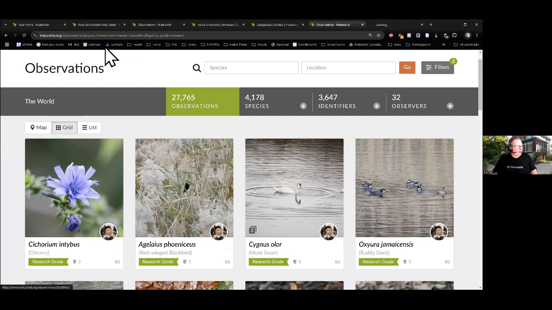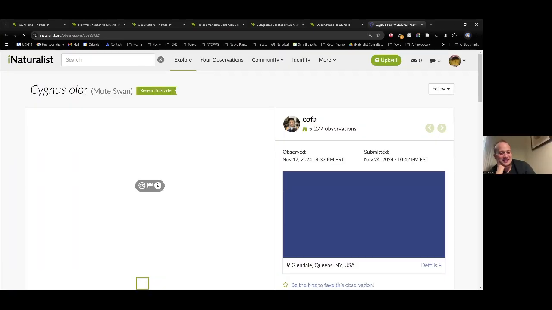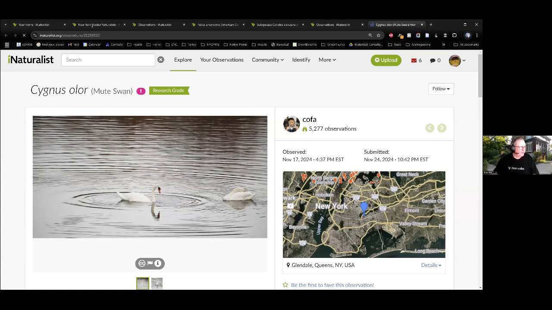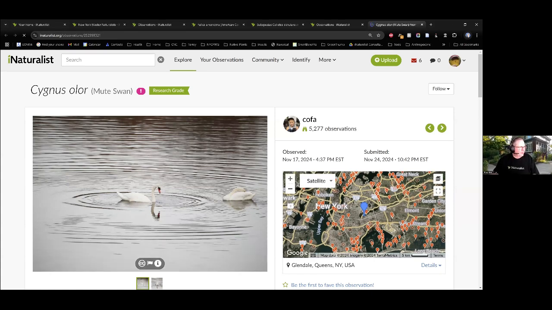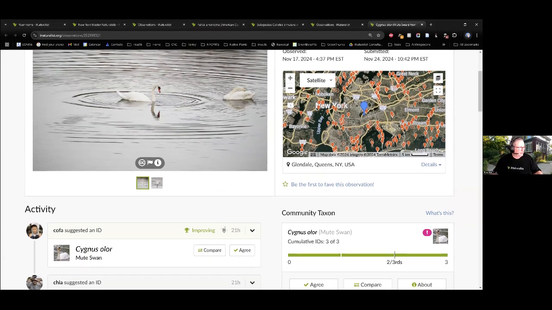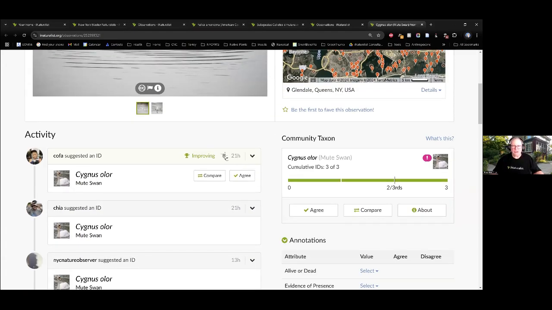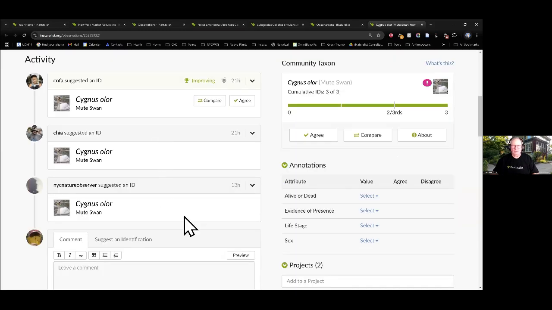with a mute swan, probably in Prospect Park. Am I right? Yeah, close enough. I'm sure Corey knows what this is just by looking at it, but he took the iNaturalist suggestion. That's fine. This little symbol means that it was iNaturalist, what they call the computer vision, that provided this ID. And then two other people agreed with it.